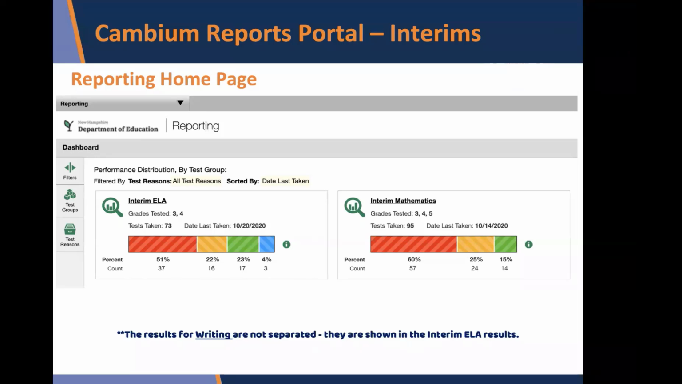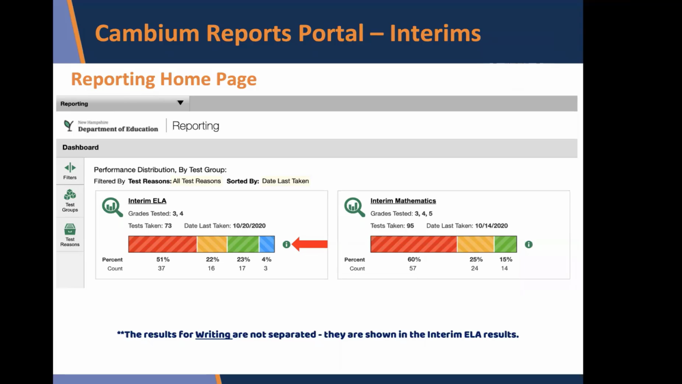Just a heads up, the results for writing are not separated out. They are shown within the ELA results. I'll show you a little bit about what that looks like in a few, but if you have students that did not take the writing assessment, they will not have any of the results showing up in the ELA results. They have to take both the reading and the writing portion for them to be able to show up. So for those of you who might have some students missing, that might also be one of the issues, is that they didn't take the writing.